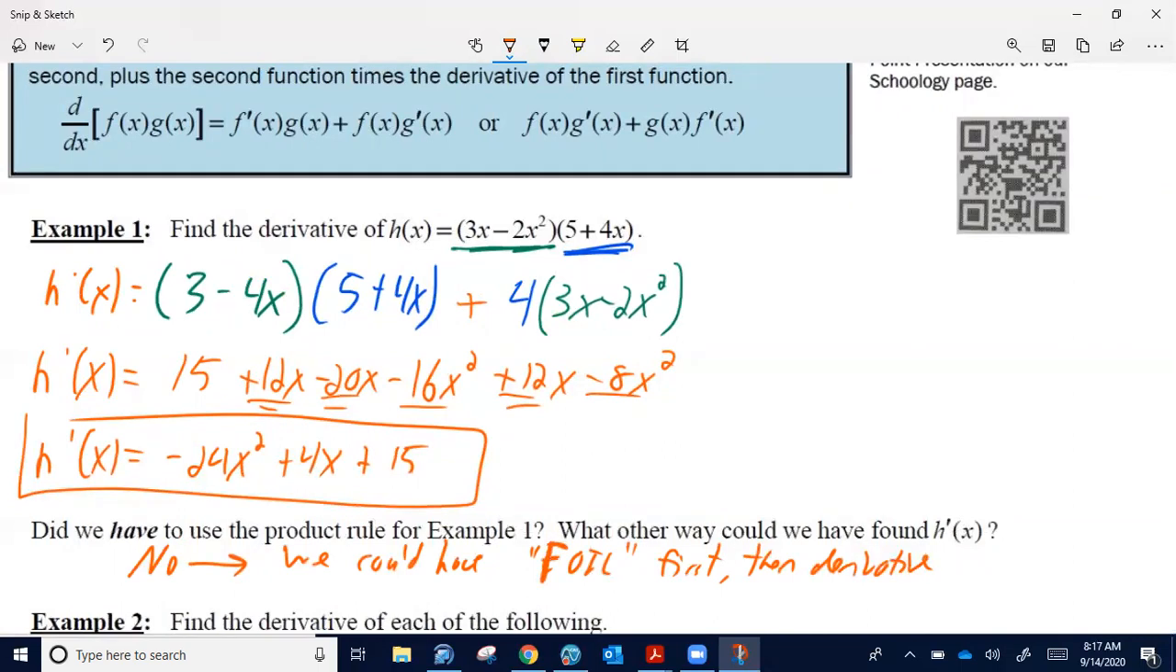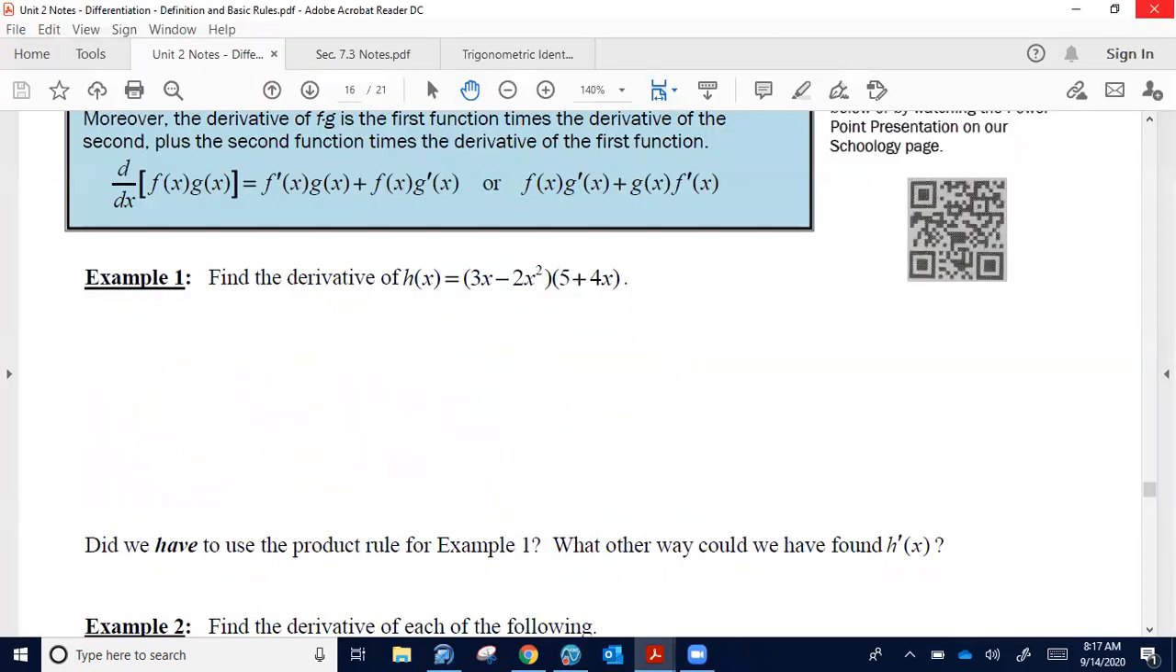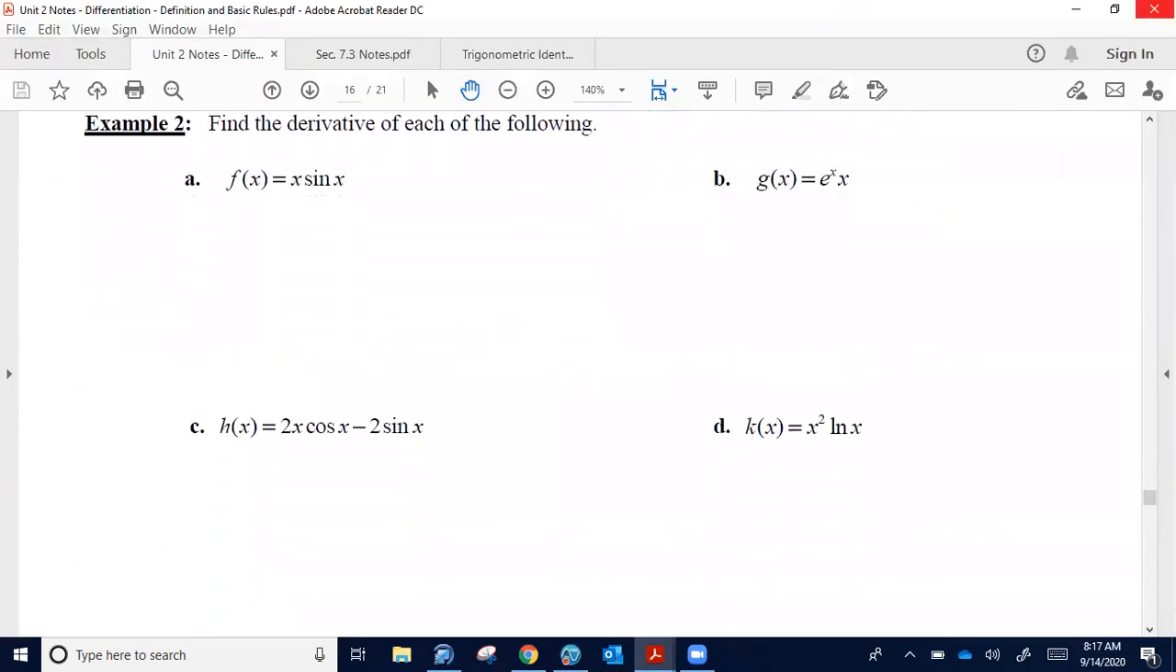Could have done it that way. That probably would have been easier on this particular problem. That's what we taught you last week. Groups aren't great for that case. But sometimes you can't do that. Sometimes we have to utilize this product rule. And that's what these next few are going to be about.